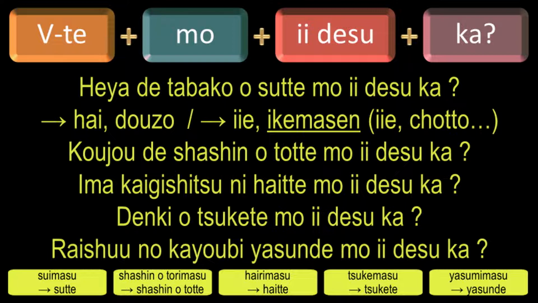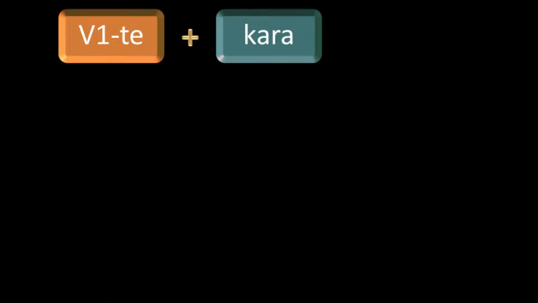Before I go to the next pattern, let us first see the meaning of V1-te kara. V1 is the first verb, and V1-te kara means after V1. That is, after the action denoted by the verb V1 is completed. For example, if V1 is tabemasu, its te form will be tabete, and tabete kara will mean after eating. On similar lines, nonde kara will mean after drinking. Tsukatte kara will mean after using. Benkyou shite kara will mean after studying, and so on.